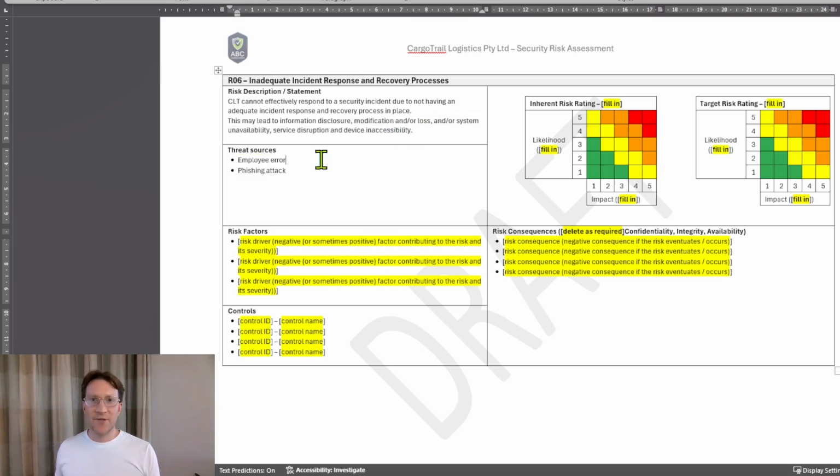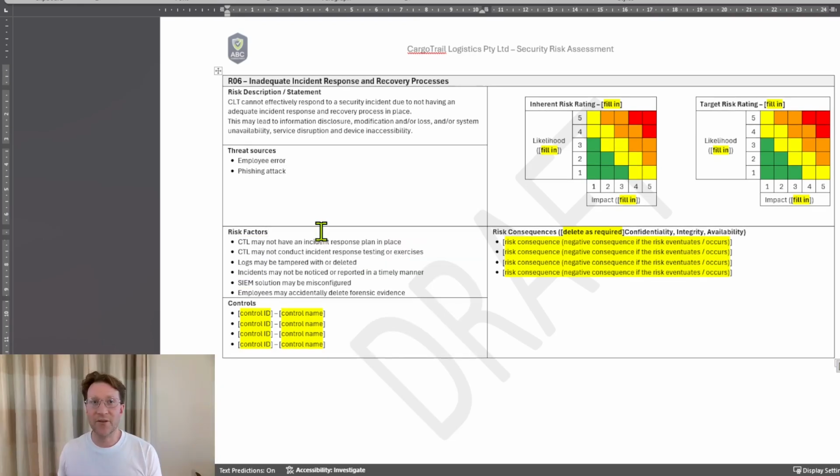For threat sources, I'm just keeping it simple. We could have an employee error that leads to some kind of incident, or we could have a phishing attack that leads to various consequences. If an account was compromised, that compromised account could be used to do just about anything: disclose information, delete information, modify people's access to systems so they can't access it, therefore it's an availability issue.